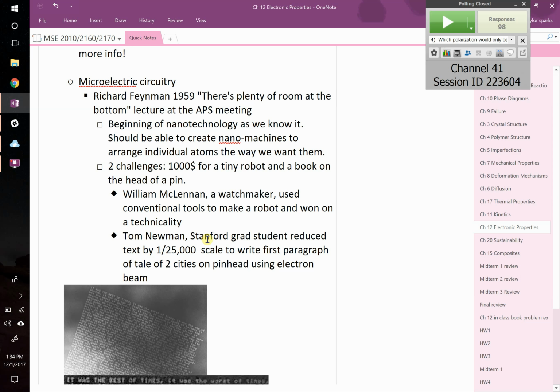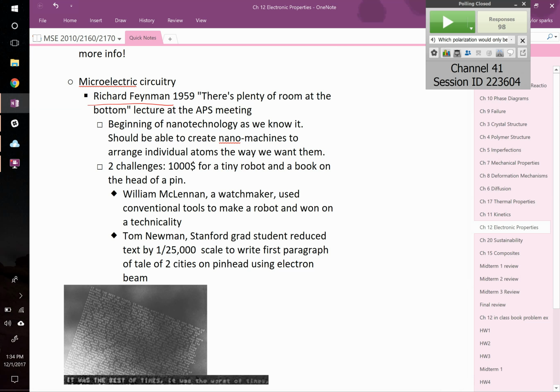That's because microelectronic circuitry has come about. It's pretty incredible. There's a guy named Richard Feynman. If you've never heard of Richard Feynman, do yourself a favor and YouTube him. Fascinating guy, worked on the atomic bomb among other things. In 1959, he delivered a lecture called There's Plenty of Room at the Bottom.